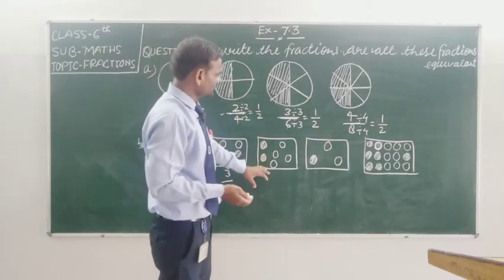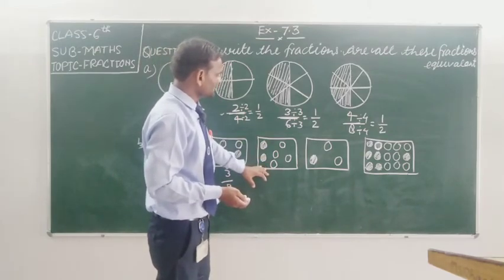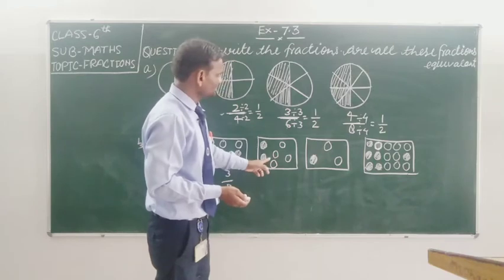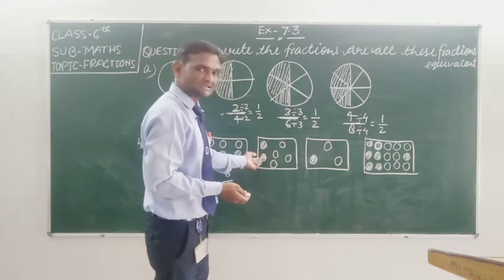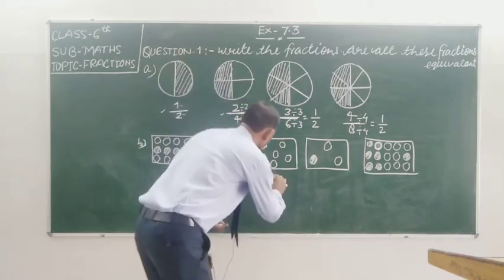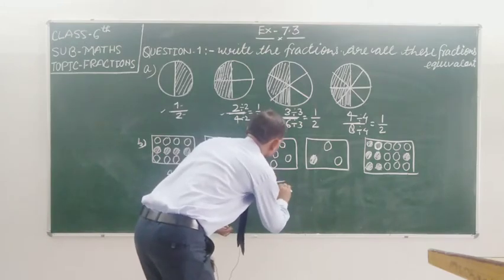And in this figure, you are seeing that 6 circles are given. And out of 6, 2 circles are shaded. So we write the fraction for the shaded circles as 2 by 6.